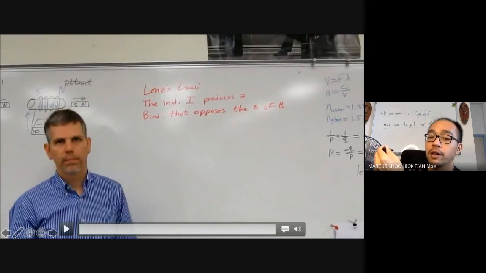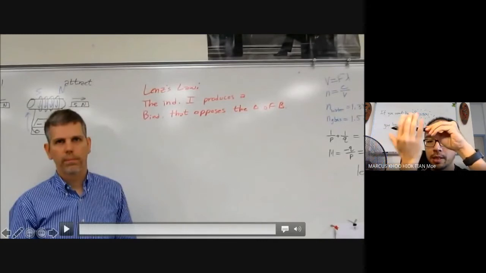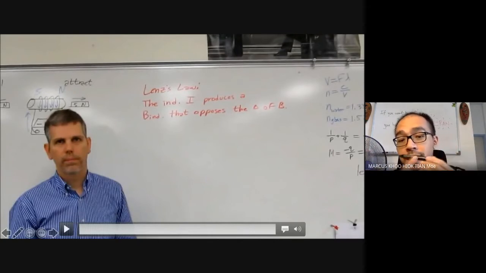So if it's coming down this way, then your hand will be like that. If it is going up this way, then your hand will be like this. So like this, and then the other way will be like this. Like this and like this. Just to show you which side is north of the solenoid.